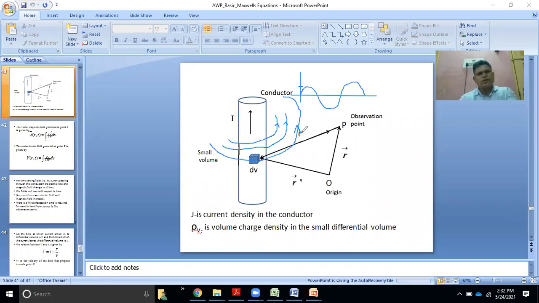What happened to the electric field? What is the direction of the electric field? The direction of the electric field will be like this. If you increase the current, the electric field also increases like this. Let us say the current is 0, then increasing, and after that decreasing. If you decrease the current, the magnetic field also decreases and the electric field also decreases.